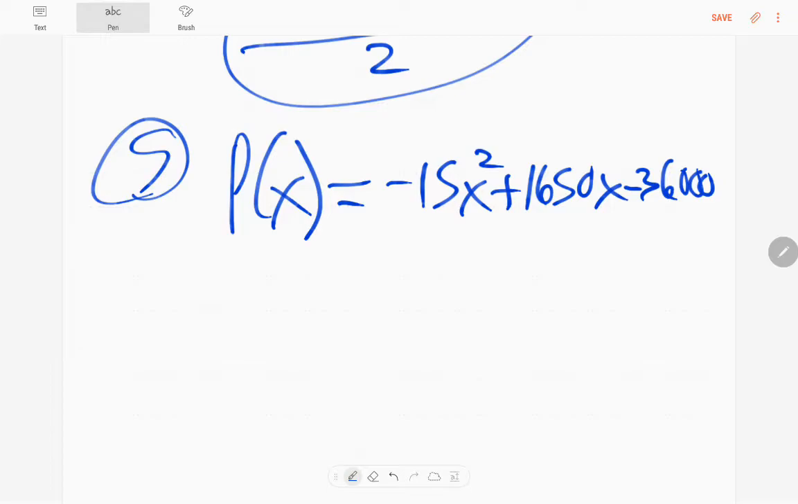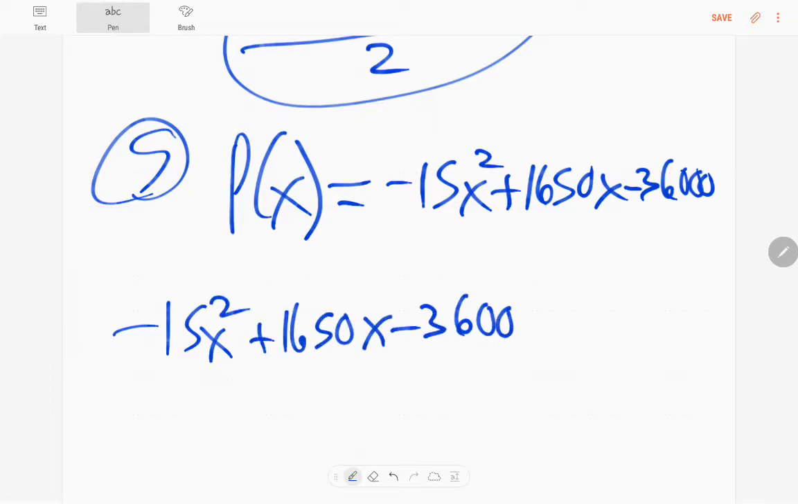Okay, so when do we break even? We break even when the profit is 0. So you just have to set this profit function equal to 0 and solve for x. And this one looks like kind of a messy equation. Easier said than done, solving this thing for x.